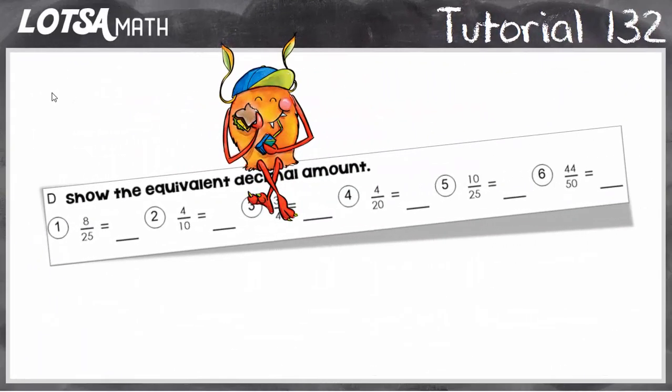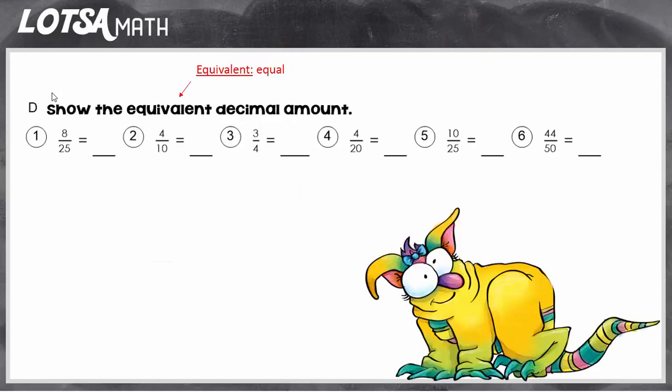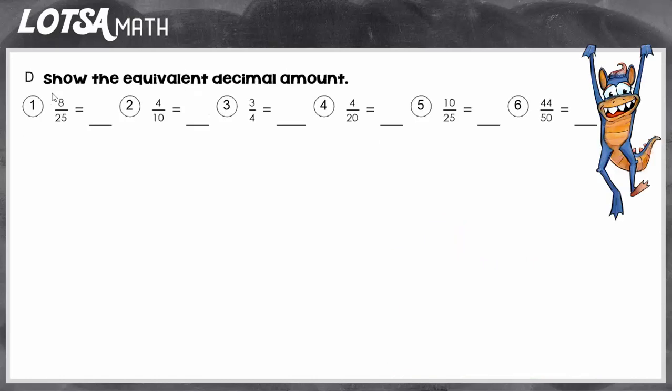For these questions, we're going to write the equivalent decimal amount. And remember, equivalent just means equal. So let's look at some examples. We've done these a lot. However, there's some different denominators now that we're not used to. So let's look at the examples and figure out how we will do this.